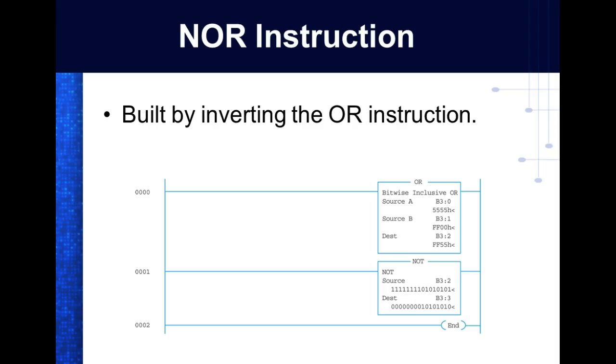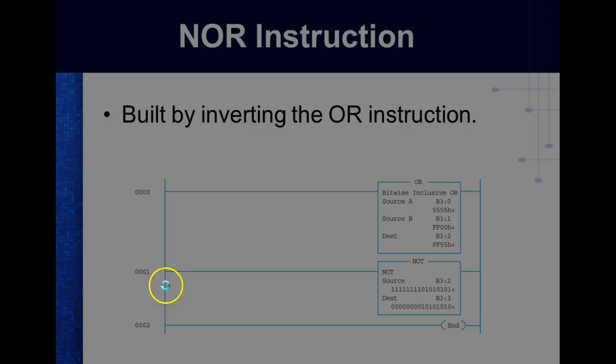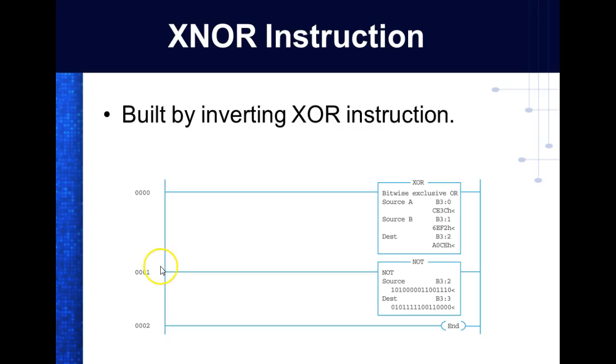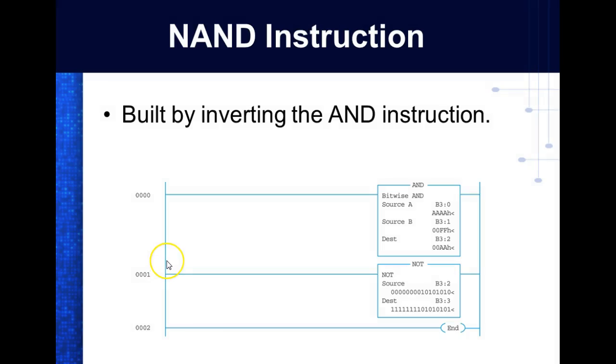So this would be what? This would be a NOR. So we start off with the B30. We're going to OR it with the contents of B31. We're going to store it in B32. So what we're doing is we're taking the answer and doing what? Not. So this would give us a NOR. This would give us a NAND, right? You understand?